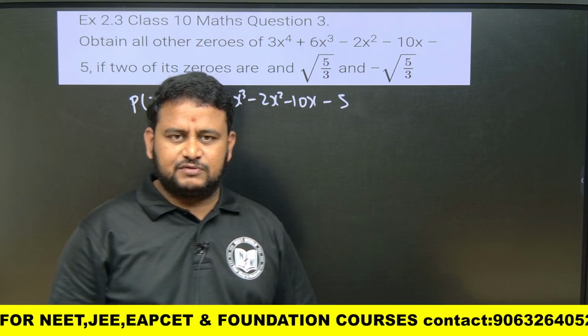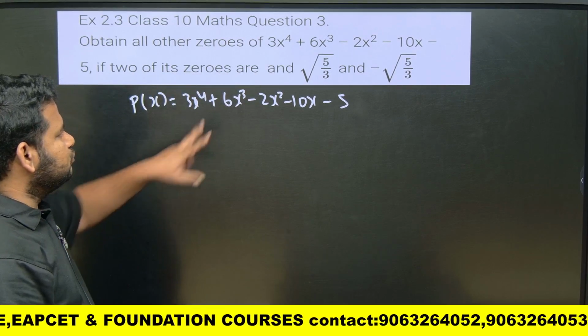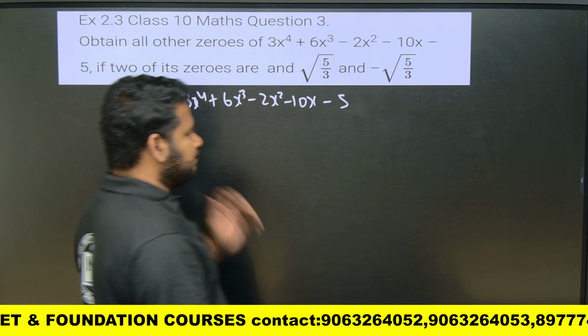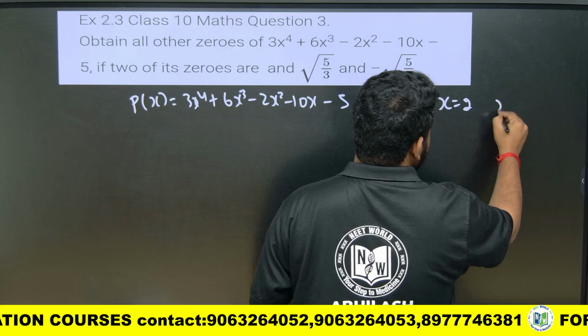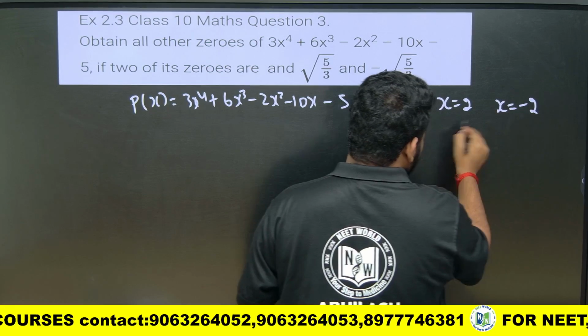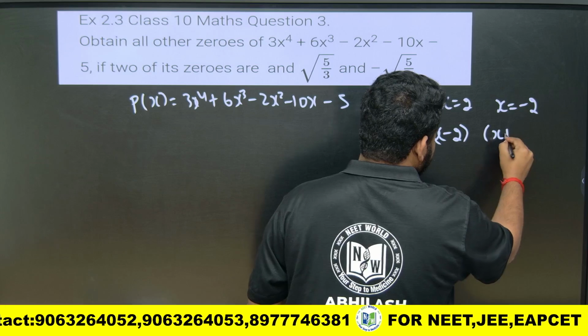If the degree is 6, we will have at most 6 zeros. So here also we should have 4 zeros. Now what will happen? 2 zeros are given. That means, suppose in a question you have got x is equal to 2 and x is equal to minus 2, so what will the previous step be? x minus 2 into x plus 2. This is what we have.